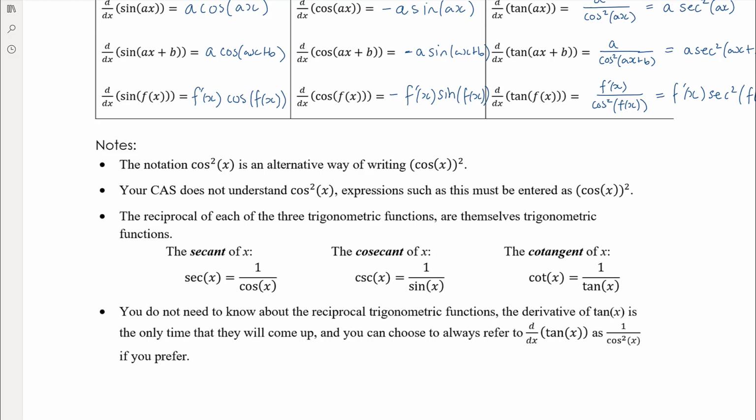Your CAS does not understand cos squared x. You cannot enter that expression in. It's a meaningless mathematical expression. It's a really misleading notation. You can't square cos. Cos is an operation, it's a function. It's like squaring addition. It doesn't make any sense. So it is cos of x all squared, and if you're going to enter that expression in your CAS, you'll need to actually type in cos of x all squared.